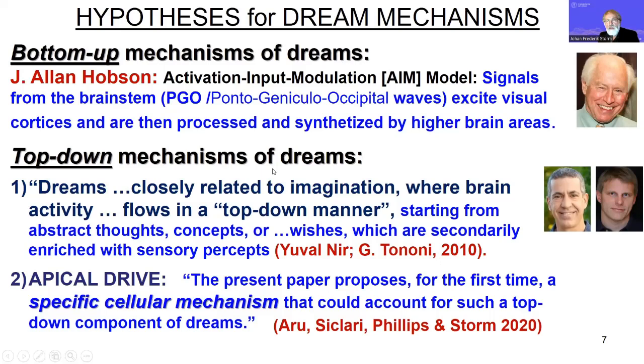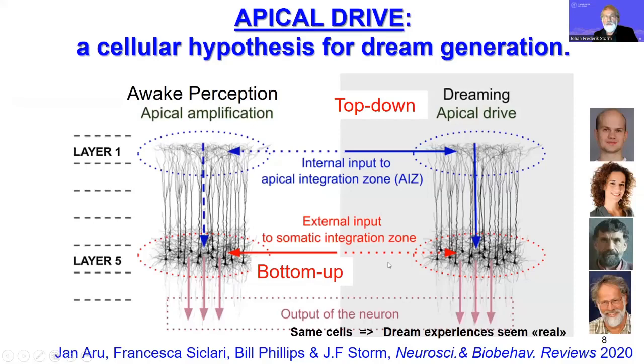And it's also compatible with our hypothesis that concerns the specific cellular mechanism that may underlie this top-down generation of dreams. We call this apical drive. To tell you the idea in a nutshell, we believe that during dreaming, the cells are activated primarily by top-down internal input arriving at the distal part of the dendrites in the cortical pyramidal cells that you see depicted here, with their long dendrites with big tufts near the pia, and the cell bodies down here in the deeper layers, for layer 5 at least.